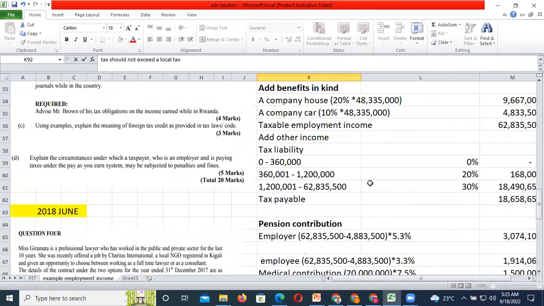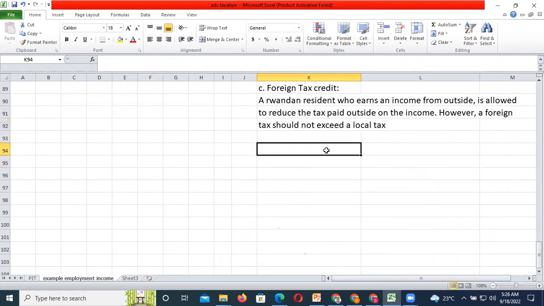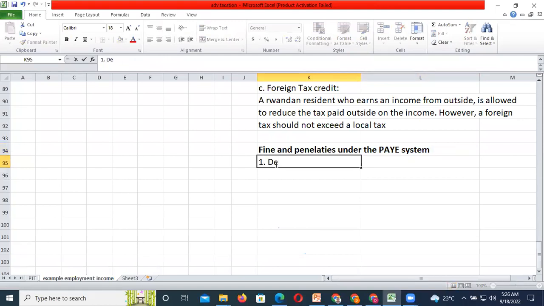The last part of the question is: explain the circumstances under which the taxpayer who is an employee and is paying taxes under the pay-as-you-earn may be subject to penalties and fines. So the fines and the penalties under the PAYE system. So we can look at the fines and penalties under the PAYE system. Number one, you can talk about declaration of tax rate.